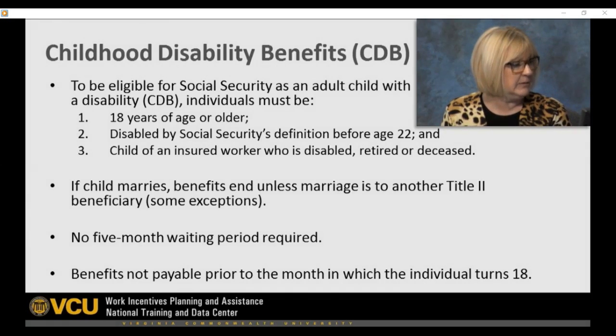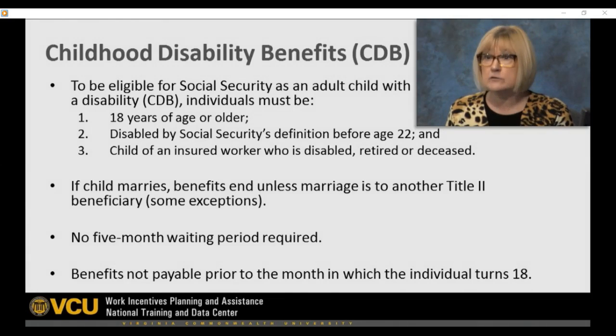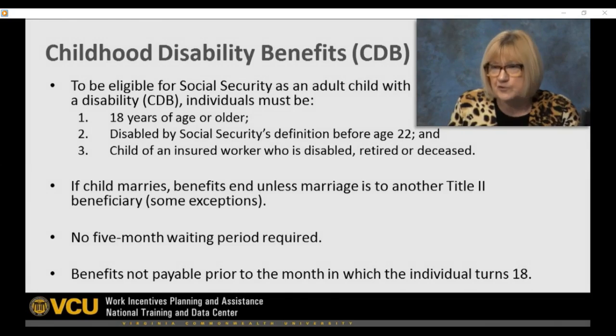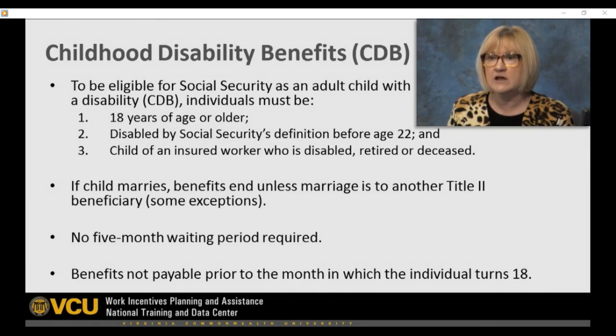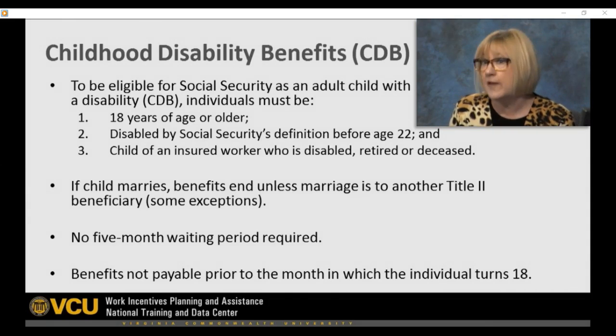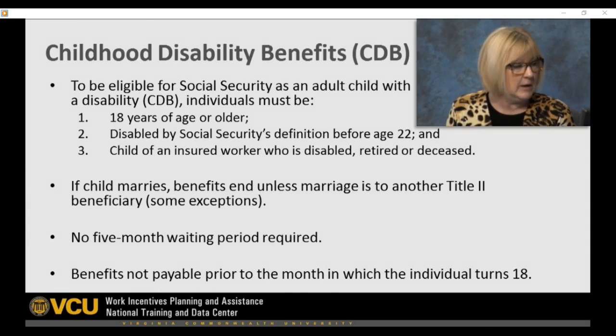Right? Childhood Disability Benefits. Now, there are some impacts of marriage in this program, just something to be aware of. So if a child marries, and I know they're not really children to us because they're over the age of 18, but if you receive CDB and you get married, there can be an effect on your entitlement to benefits. Certainly just something to be aware of. There are some exceptions. There are certain individuals that will not cause an impact on the benefit.